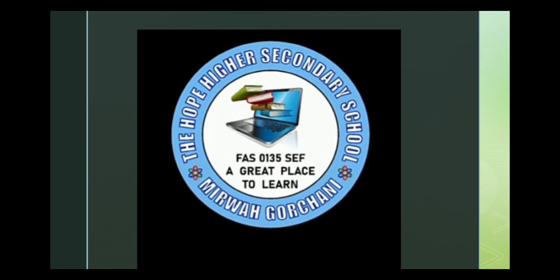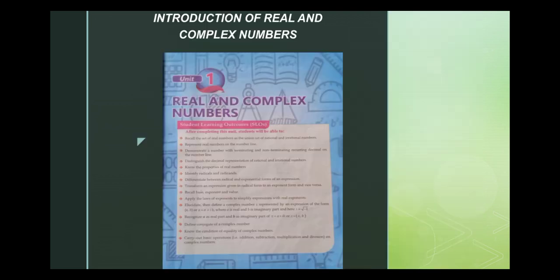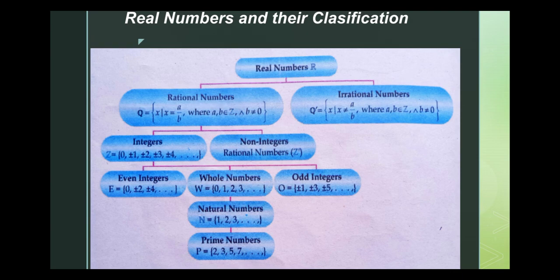In this video lecture, we will discuss real and complex numbers, which is Unit 1 of Mathematics for Class 9th. This unit has 16 subtopics. The first one is real numbers: classification of real numbers into rational numbers, irrational numbers, integers, non-integers, even integers, odd integers, whole numbers, natural numbers, and prime numbers.